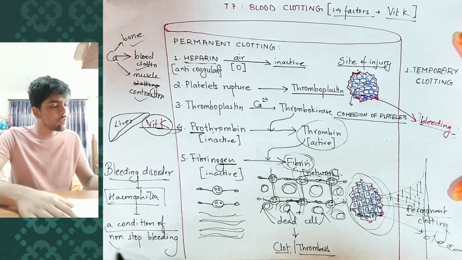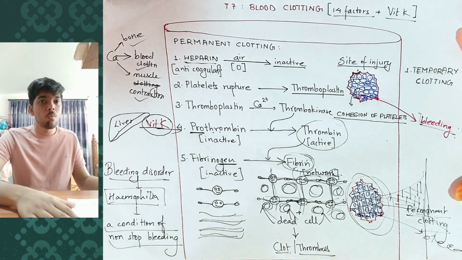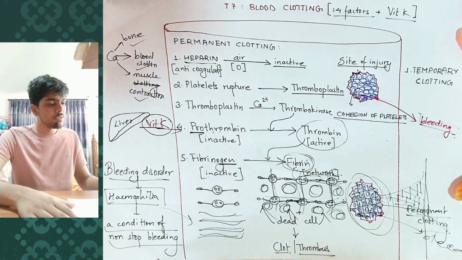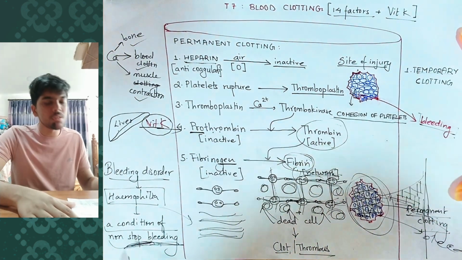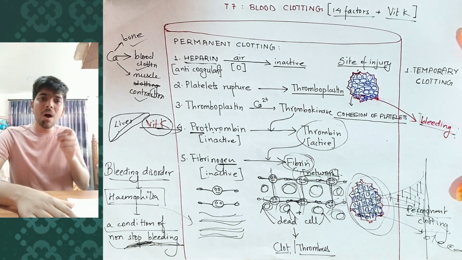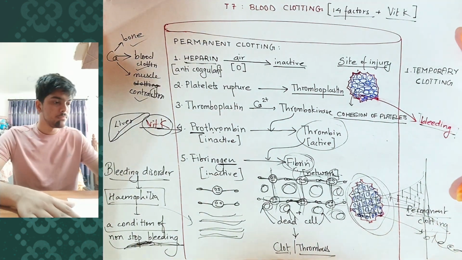It is a condition of non-stop bleeding. That is, the person with hemophilia, once he or she gets injured, keeps on bleeding. The bleeding just doesn't want to stop. And this takes place when any one of the essential components required for blood clotting is missing.